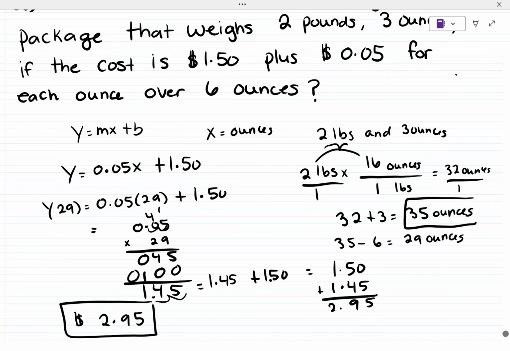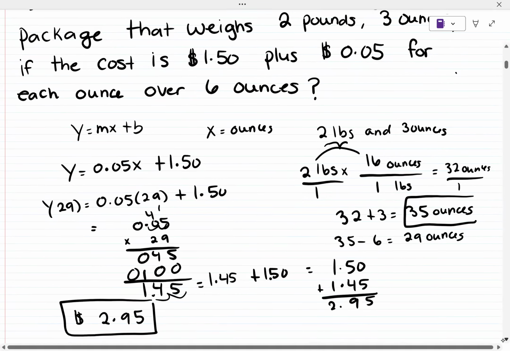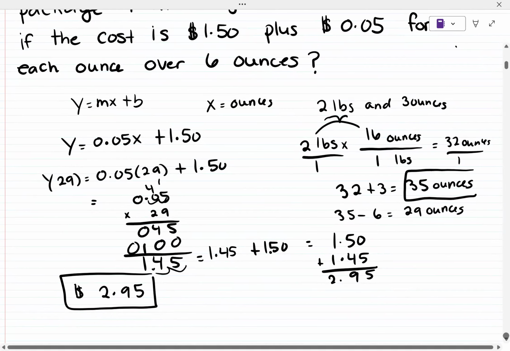Okay, so a little recap. I know this is related to a linear equation. I converted our weight all in ounces, and then I subtracted 6 because 35 ounces is obviously larger than 6. I subtract that by 6 and I get 29 ounces. And then I plug in 29 to the linear equation y equals 0.05x plus 115. Okay, let's move on to the next one.